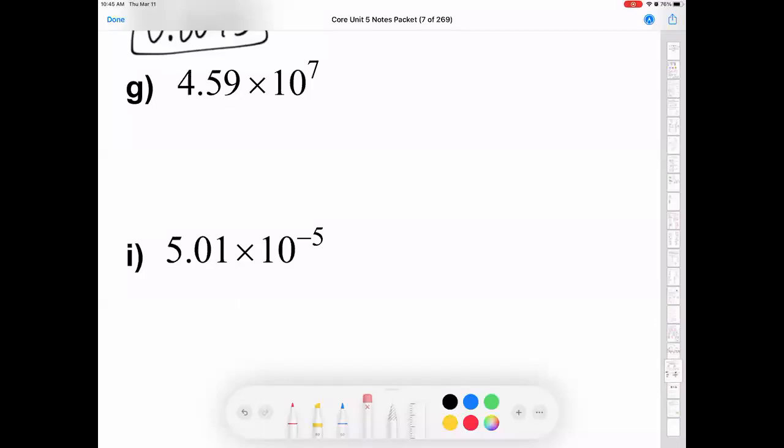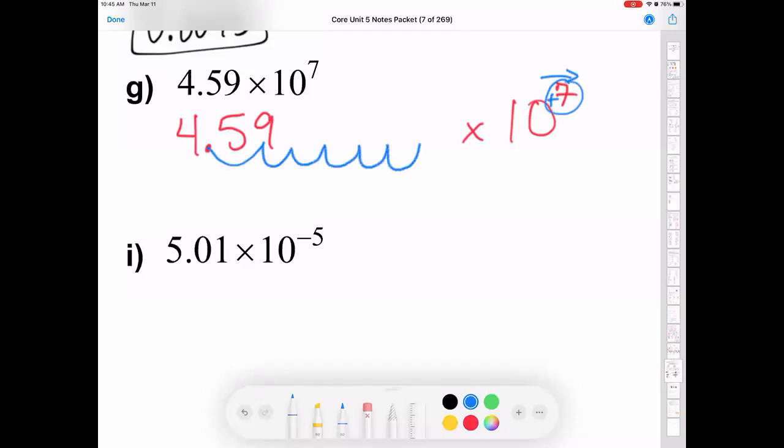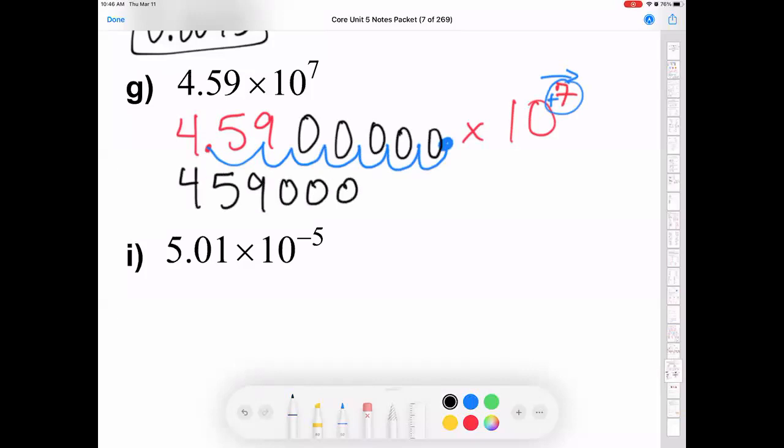All right, fantastic job to those students. So we have 4.59 times 10 raised to the 7th power. We're going to move our decimal over to the right 7 places because we have a positive 7. So 1, 2, 3, 4, 5, 6, 7. Put our decimal at the end. Anywhere we see those bumps, fill them in with zeros. Final answer comes out to be, and then our commas, so it looks like 45,900,000.